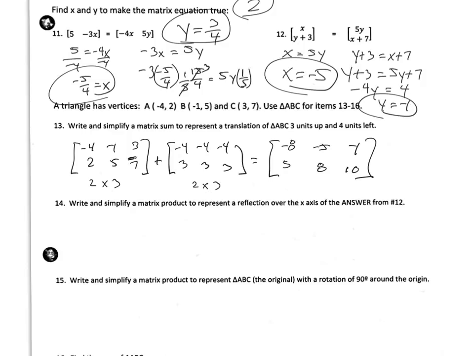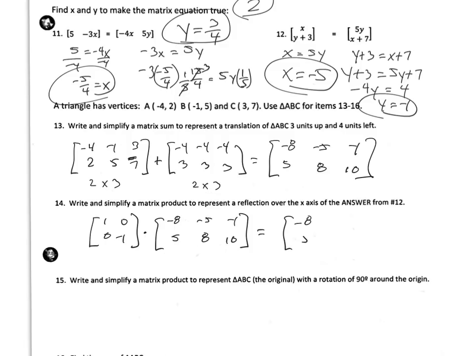Write and simplify a matrix product to reflect over the x-axis of the answer. All right, so we're going to start where we left off. The reflection matrix you get off the formula sheet, which is this one. And we're going to multiply that by the solution that we just got, negative 8, 5, negative 5, 8, negative 1, 10. Please be so careful with your operations on this.